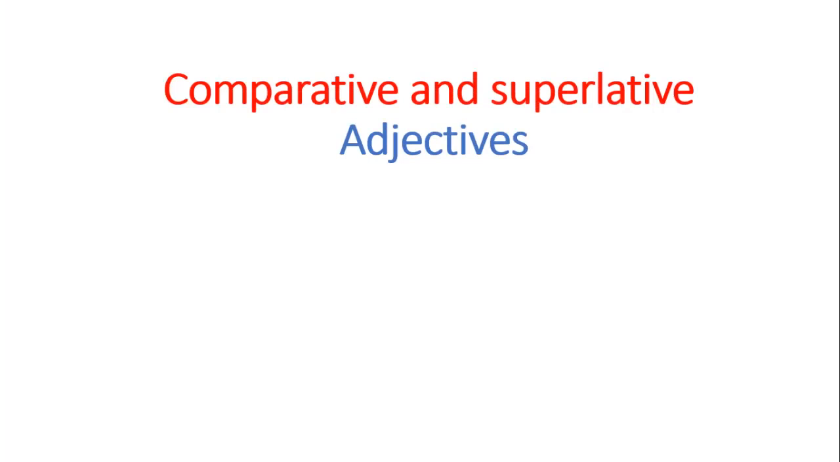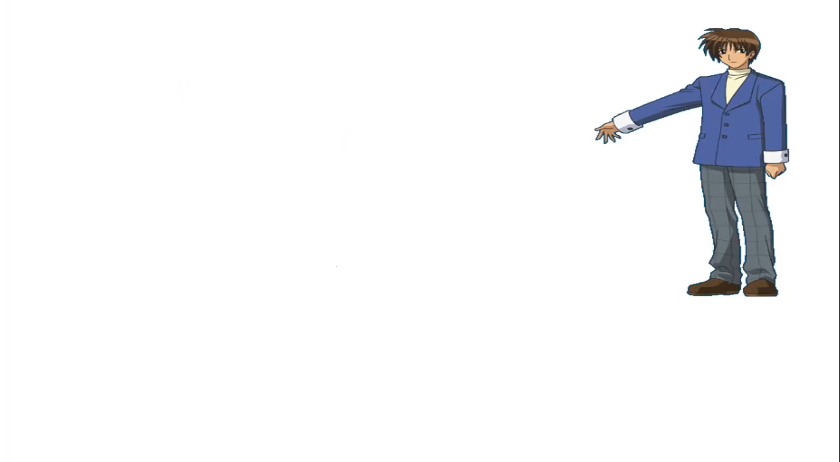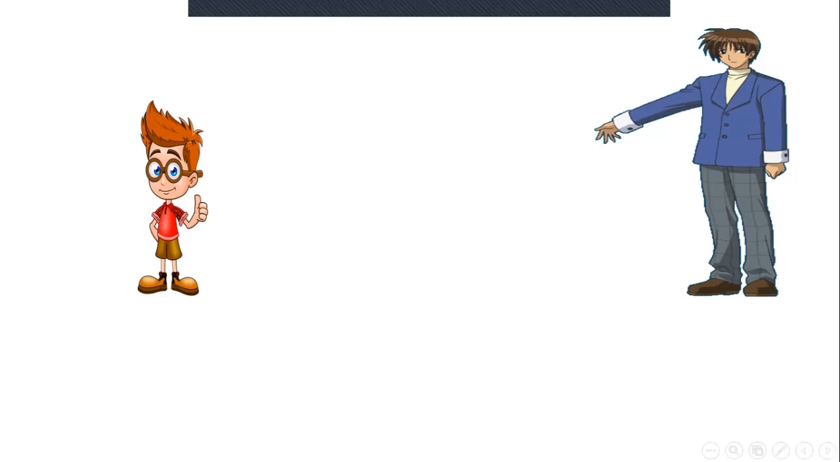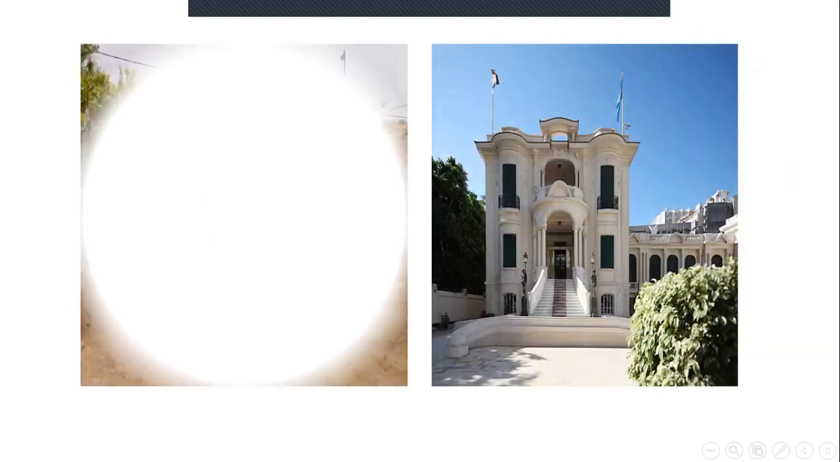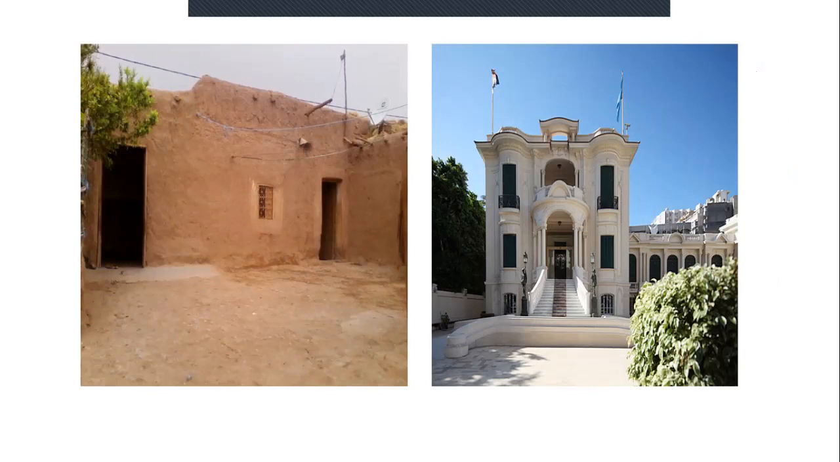Today we'll study together comparative and superlative adjectives. Look here, my students. What's the difference between the two pictures? Excellent. This boy is short and this boy is tall. My students, what's the difference between the two pictures? Excellent. This home is old, but this home is modern.